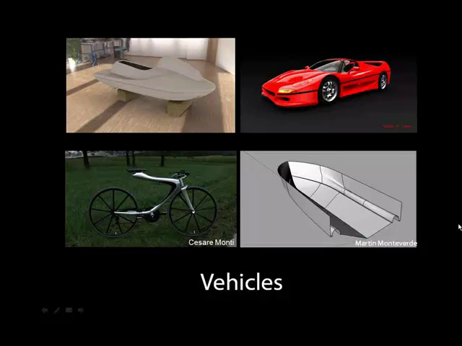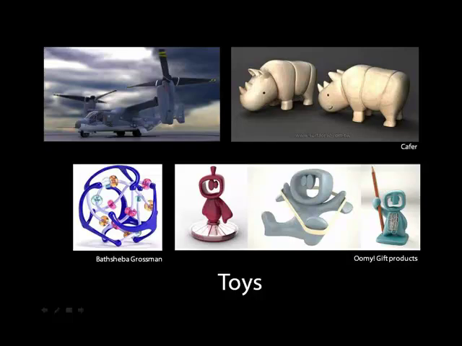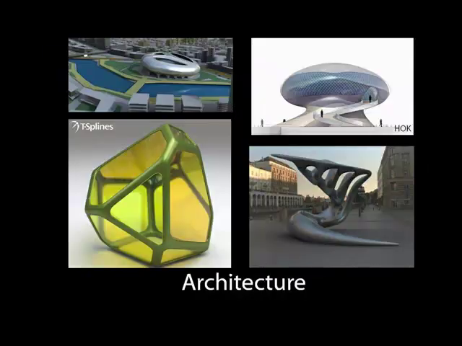T-Splines are also used to design vehicles. Just some things to point out here with this hull. T-Splines and its ability to have local detail make it useful for creating disappearing chines in boat hulls. T-Splines are also used to create free-form toys. And finally, T-Splines are also used in architecture for more architectural sculpture and free-form architecture.